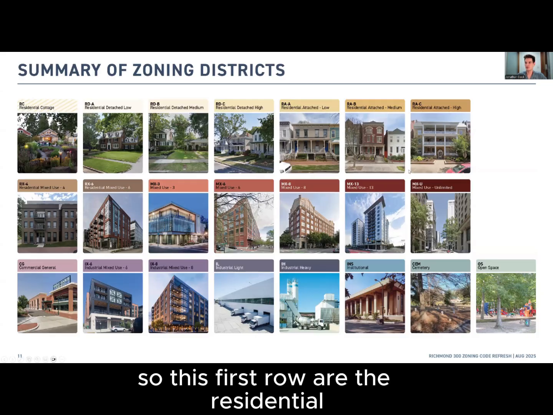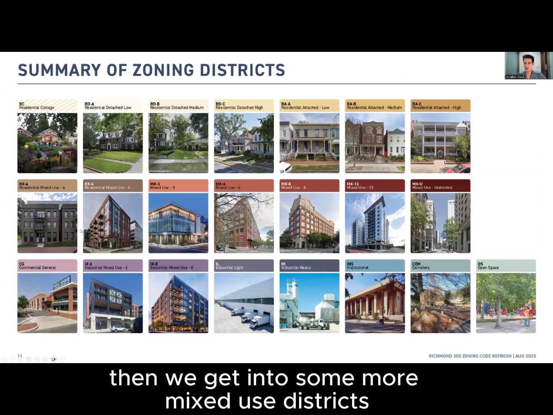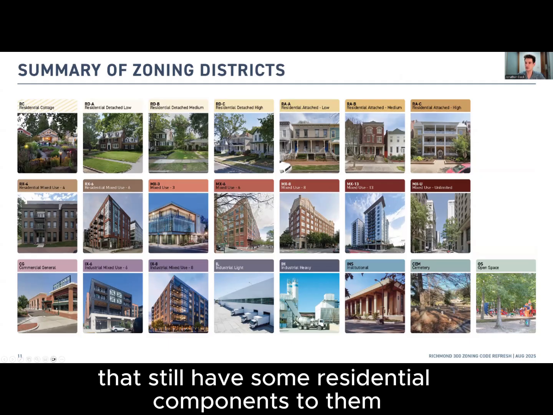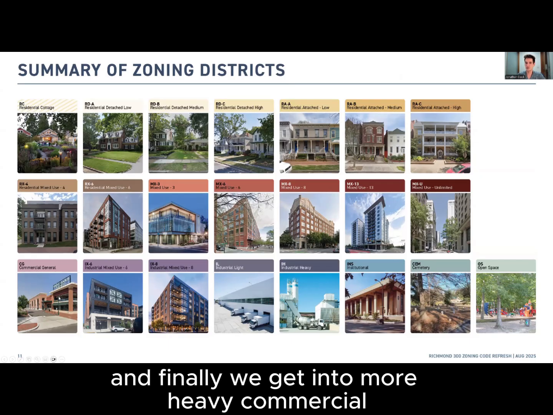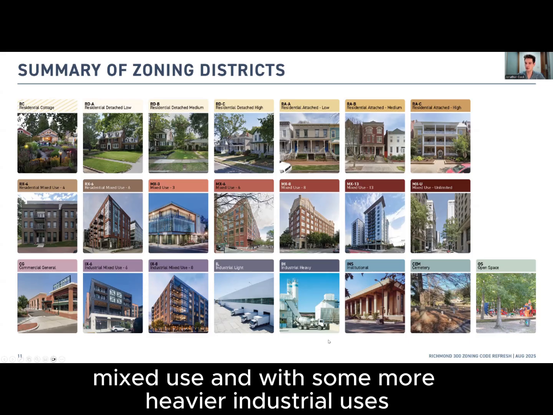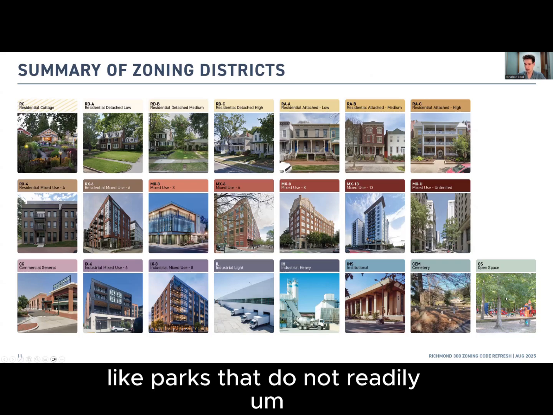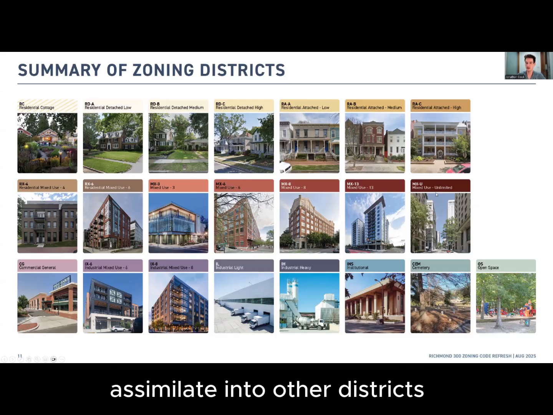This first row are the residential or primarily residential districts. Then we get into some more mixed use districts that still have some residential components to them. And finally, we get into more heavy commercial, industrial mixed use, and some heavier industrial uses, as well as institutional, cemeteries, and open space like parks that do not readily assimilate into other districts.